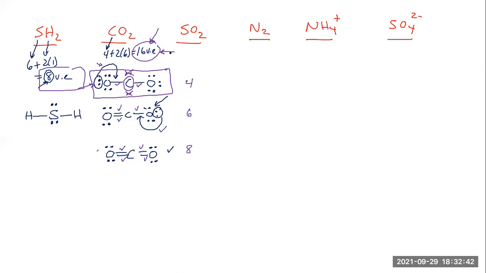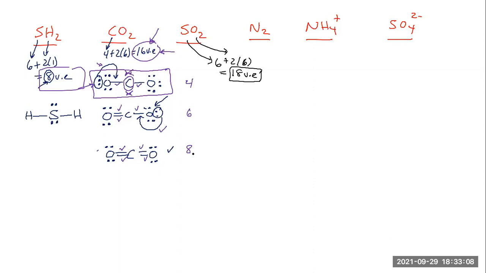Okay, so let us take a look at the next one, which is SO2. So sulfur here is 6. Again, here we have 2 oxygens, each has 6. That is 12 and 6, which is 18 valence electrons. Again, this number is really important. We gotta have 18 total.